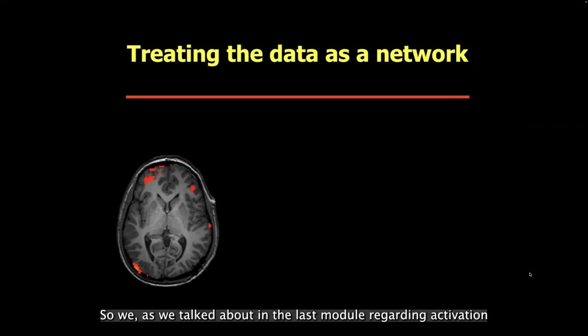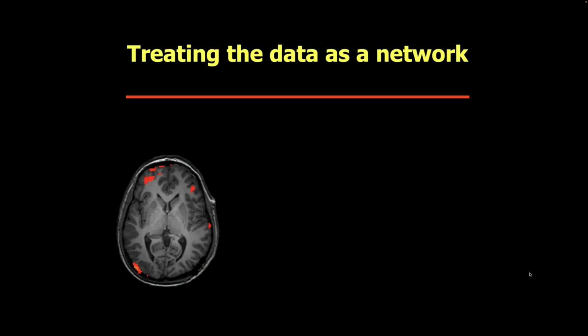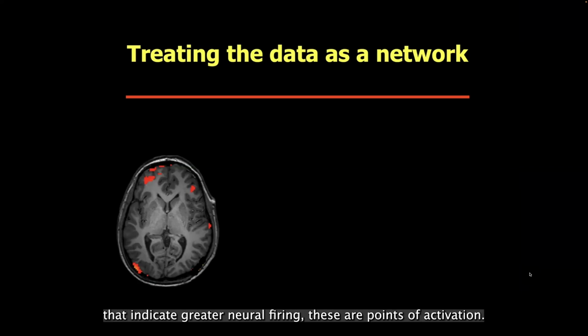As we talked about in the last module regarding activation studies and BOLD fMRI studies, there's greater blood flow in areas of neural firing, which allows you to plot out regional or local changes in blood flow that indicate greater neural firing. These are points of activation. The question then is, how are these areas connected to one another?